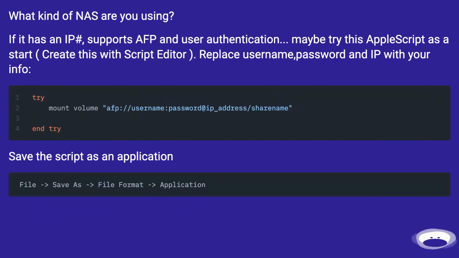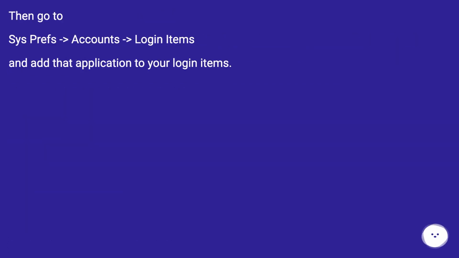What kind of NAS are you using? If it has an IP address, supports AFP and user authentication, maybe try this AppleScript as a start. Create this with Script Editor. Replace username, password and IP with your info. Save the script as an application. Then go to System Preferences, Accounts, Login Items, and add that application to your login items.